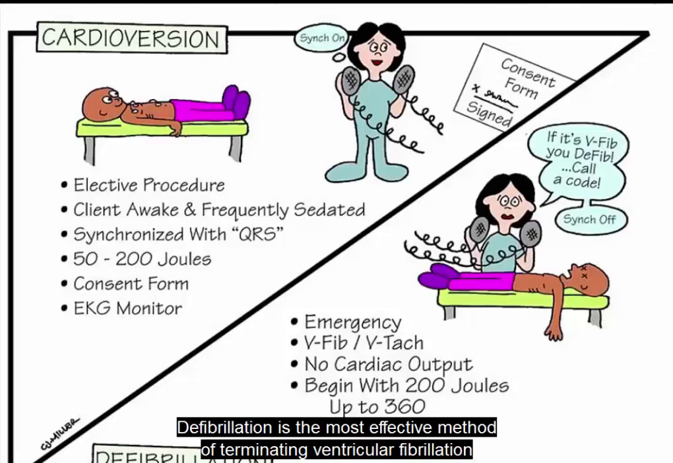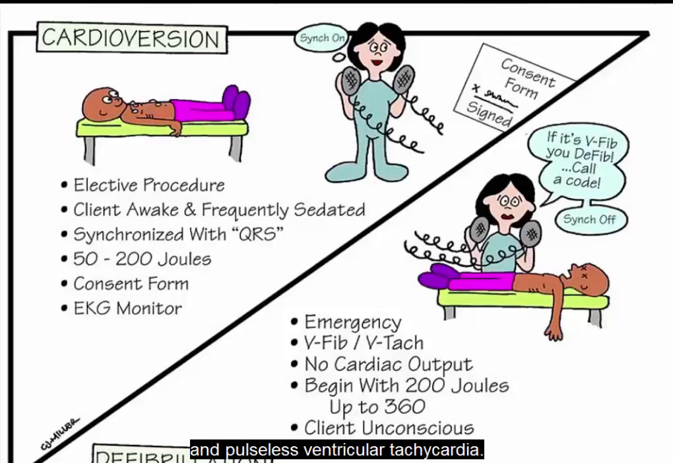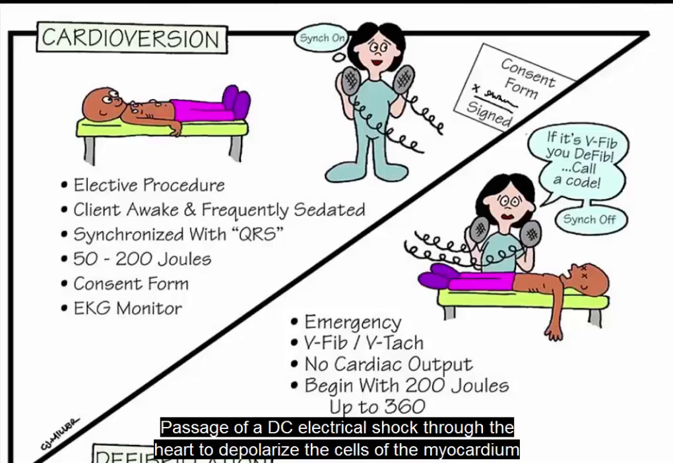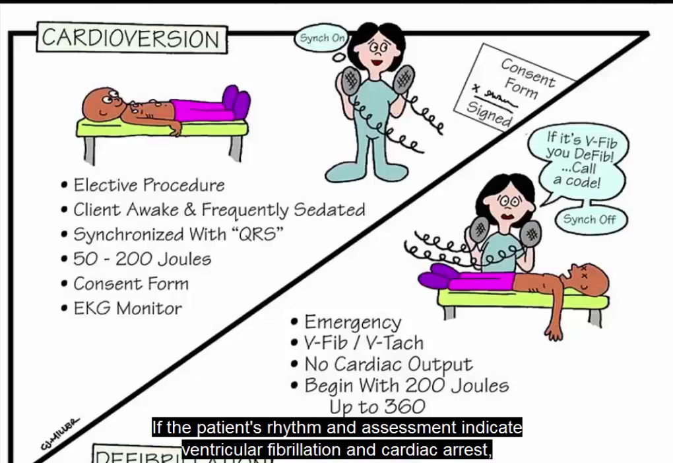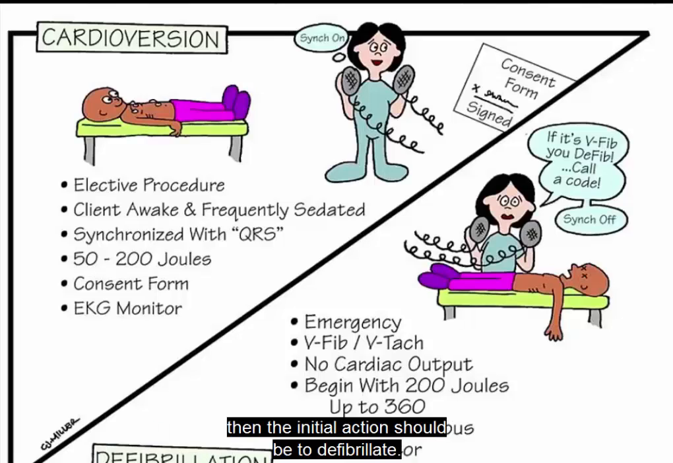Defibrillation is the most effective method of terminating ventricular fibrillation and pulseless ventricular tachycardia. It is the passage of a DC electrical shock through the heart to depolarize the cells of the myocardium to allow the SA node to resume the role of pacemaker. If the patient's rhythm and assessment indicate ventricular fibrillation and cardiac arrest, then the initial action should be to defibrillate.